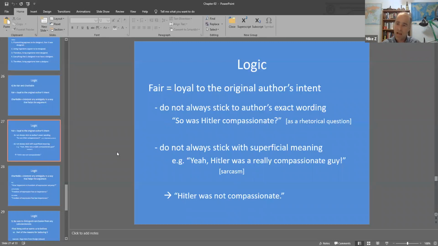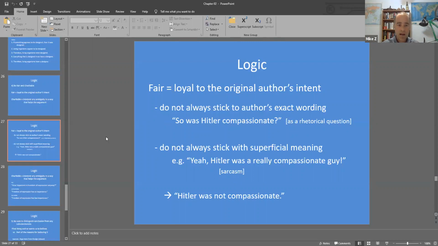Okay, so just diving into a little bit more detail on being fair and charitable. You might not always want to stick with the author's exact wording, especially since sometimes their exact wording may not be a statement. They might be presenting a premise as a rhetorical question.